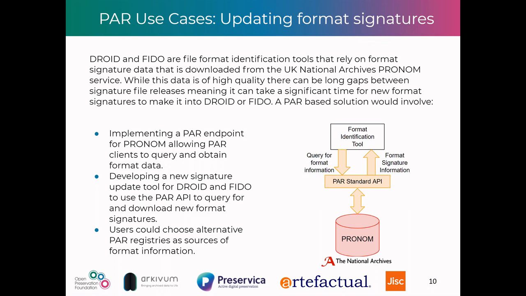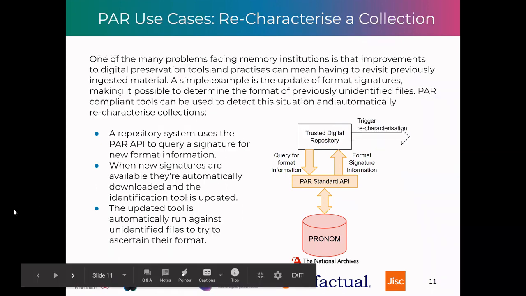And obviously to do this, the signature tools themselves, Droid and Fido, would also need a PAR read API to be able to query endpoints and download new signatures from them. But yeah, as I say, this would allow some kind of choice of signature formats, signature sources, and would allow signature information to be shared a little bit more freely. Next slide, please, Becky.